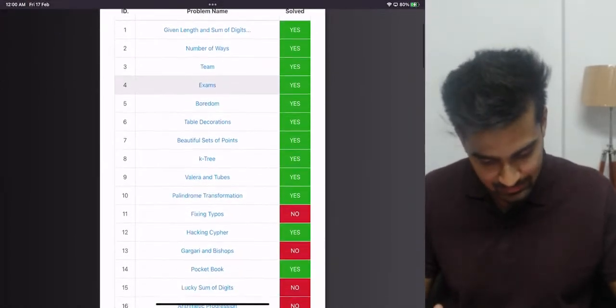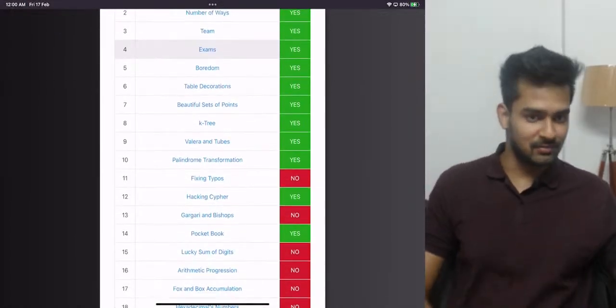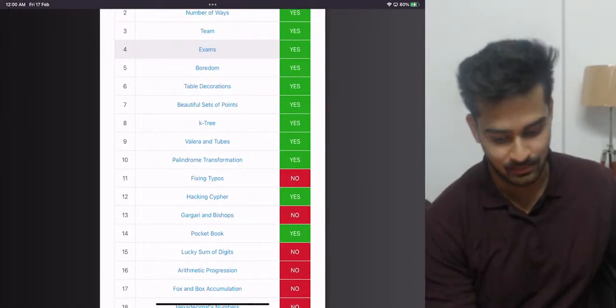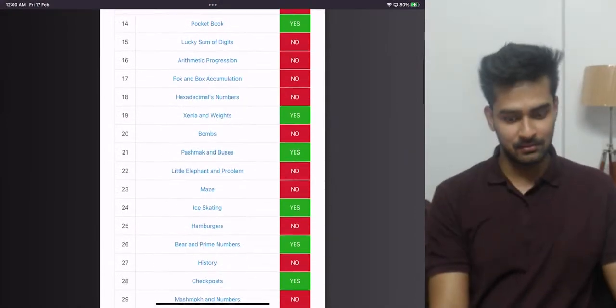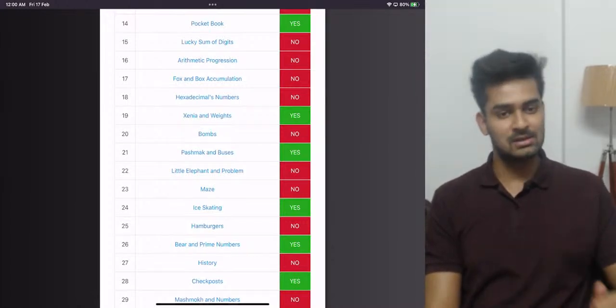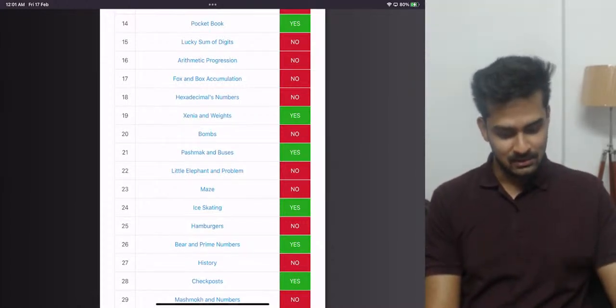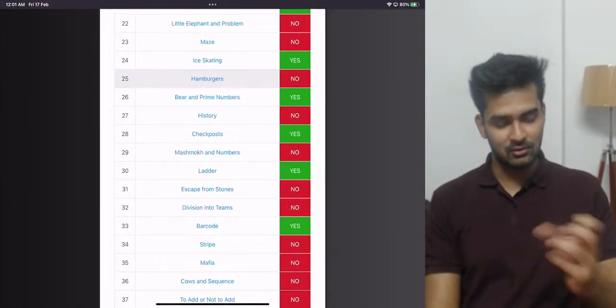I did all these. I don't have many yeses here because I was actually solving these with a friend of mine while preparing for ACM ICPC. So we did all these problems, and because of these problems, I was always able to solve problem C after that. These are very good problems with very good concepts.